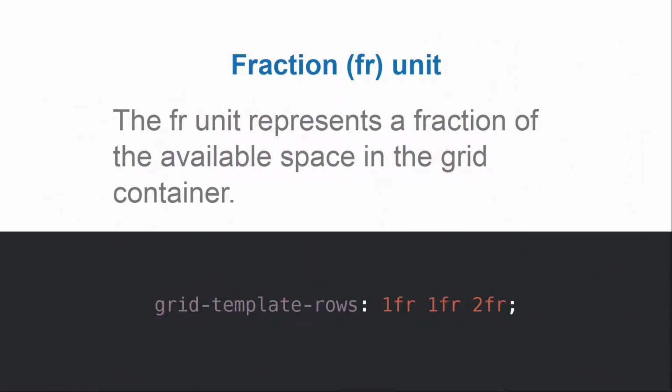So basically, the fr unit represents a fraction of the available space in the grid container. So if we're looking at this example, for when we're setting up our grid-template-rows, 1fr, 1fr, 2fr, basically that equates to 25%, 25%, and 50% of the available space in our grid.